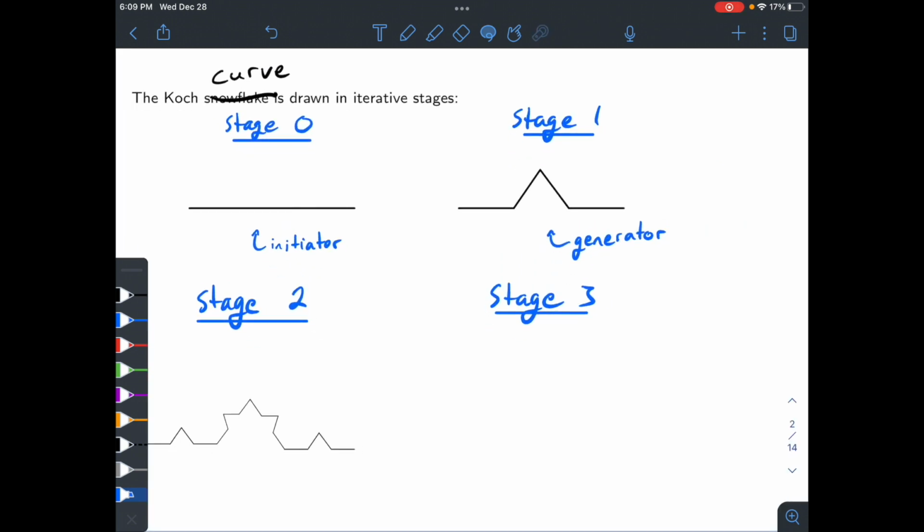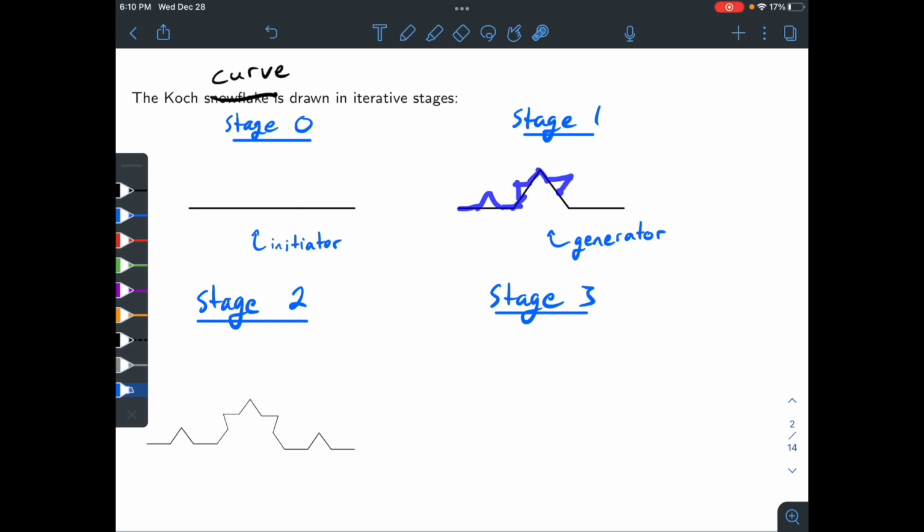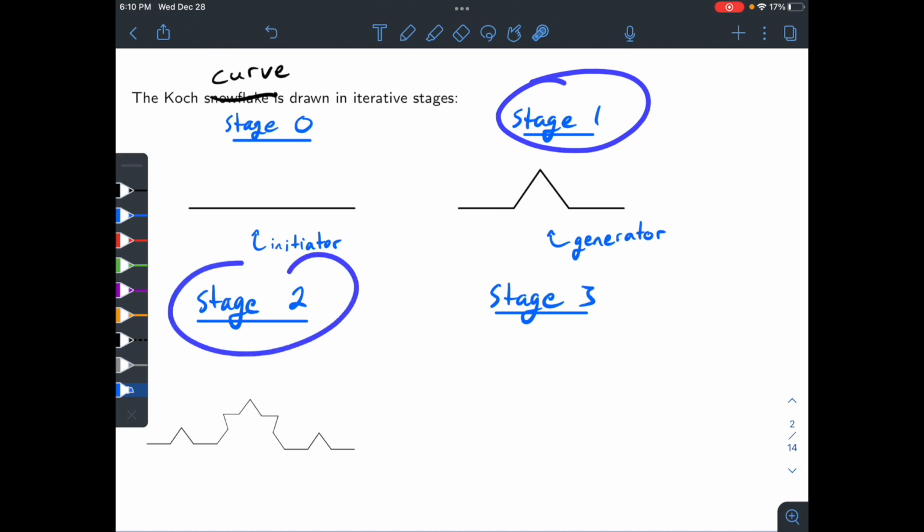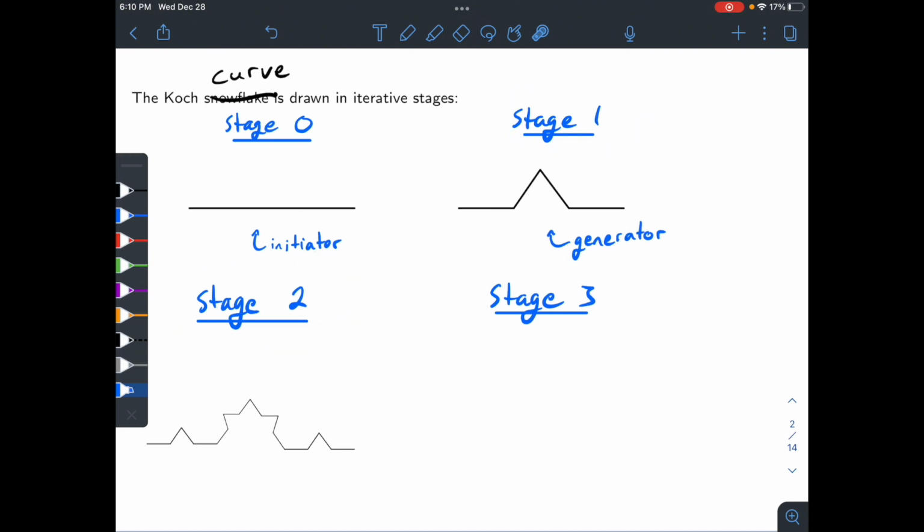Okay, so to go from stage 0, which is you start with that line, to stage 1, just replace the line segment with this picture. Stage 1 to stage 2, replace each of these line segments with that same picture. In other words, for each line segment, we replace the middle third of it with the top half of that triangle. Okay, so you could also just go boop, boop, boop, boop, just like that. To go from stage 2 to stage 3, if you really understand stage 1 to stage 2, then you pretty much understand the whole gist of it.